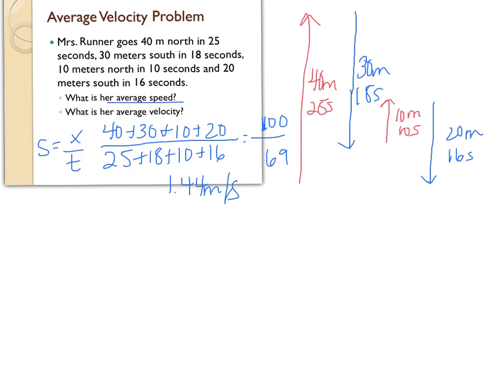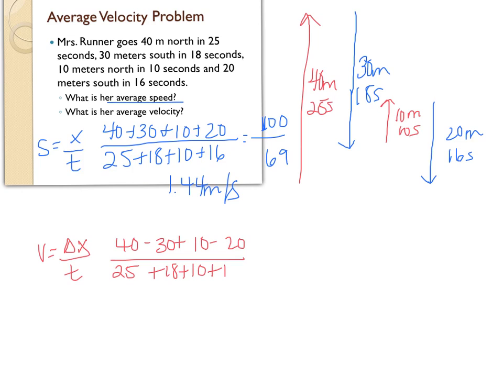So our velocity is our total displacement over total time. So now our directions matter. So we're going to have 40 minus 30 plus 10 minus 20 over 25 plus 18 plus 10 plus 16. So our time never changes. Time is always scalar. Okay, so total time, you always add things up.